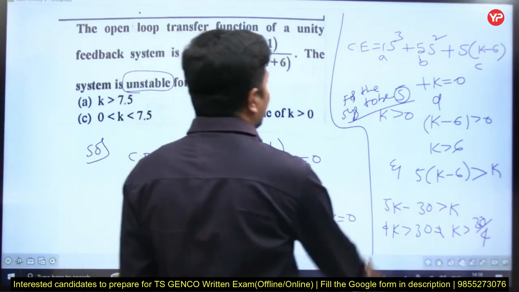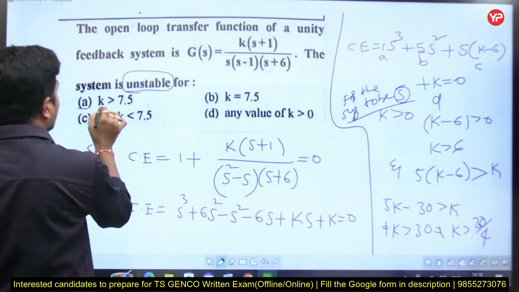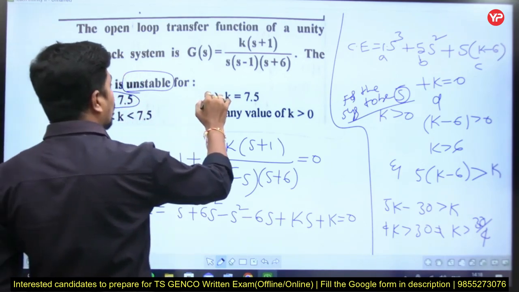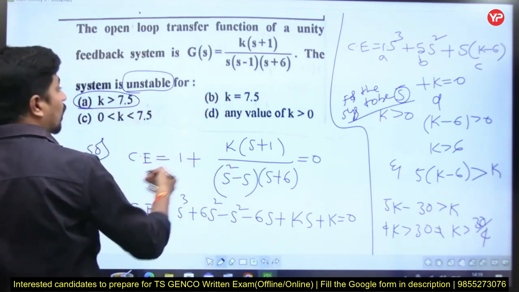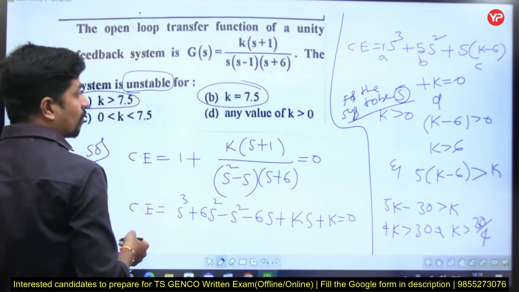Now observe here. This is the condition for stability: K greater than 7.5. For K equal to 7.5, that is not the correct answer; it is marginally stable. Is it unstable for any value of K greater than 0? No.